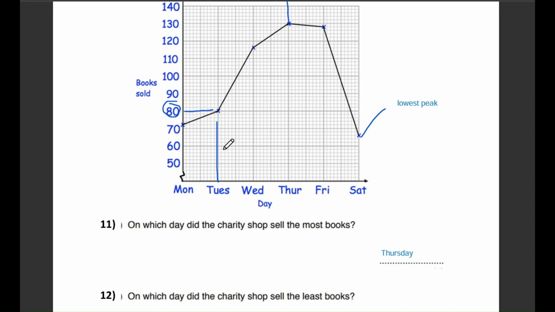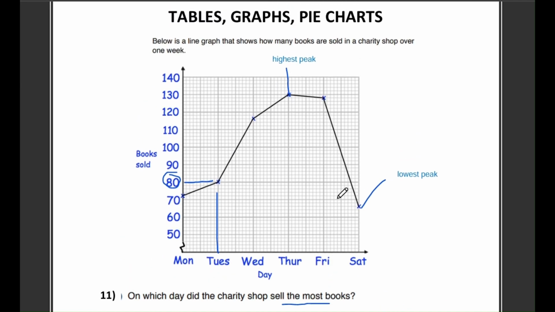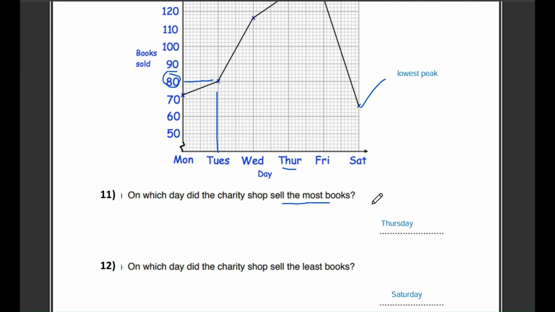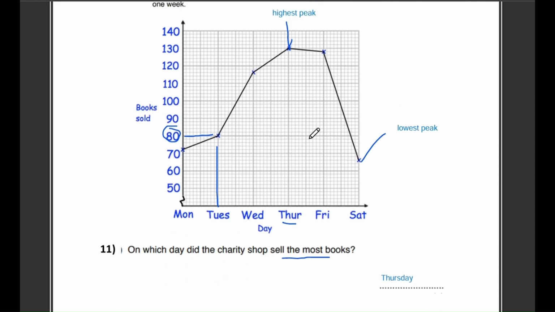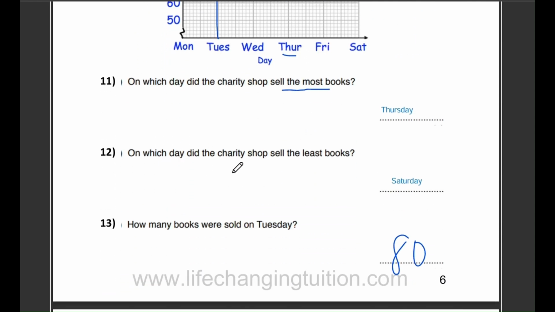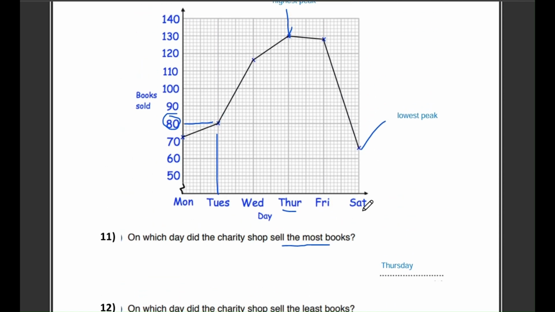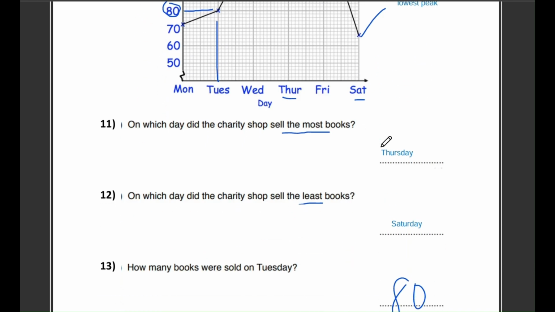Question 11. On which day did the charity shop sell the most books? The correct answer is Thursday. Looking at our line graph, we can see that the line goes the highest on Thursday. That peak shows us that they sold more books that day than any other day. Question 12. On which day did the charity shop sell the least books? The answer to this one is Saturday. If we look at the line graph, we can see that the line is at its lowest point on Saturday, showing us that they sold the least amount of books on that day.